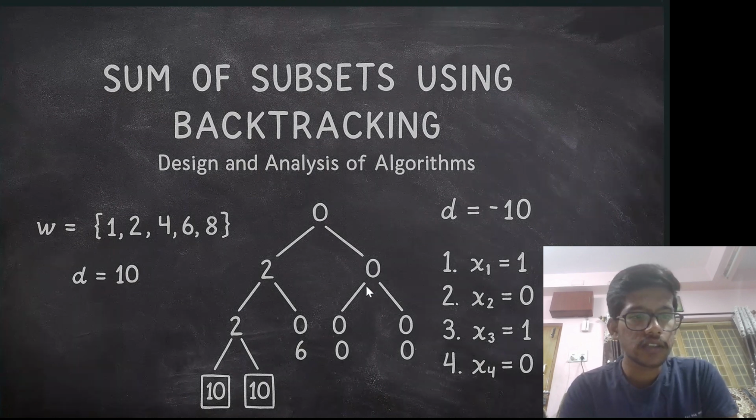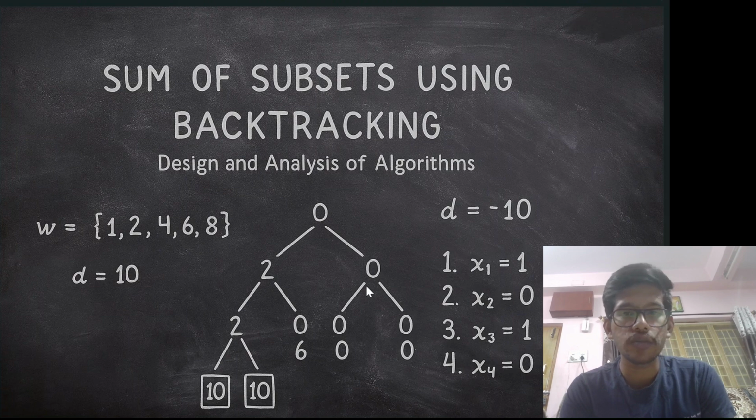Coming to the complexities, backtracking improves efficiency compared to brute force subset generation. But the worst case time complexity can still be exponential, which in this problem goes up to 2 power n, where n is the number of elements in the set given.